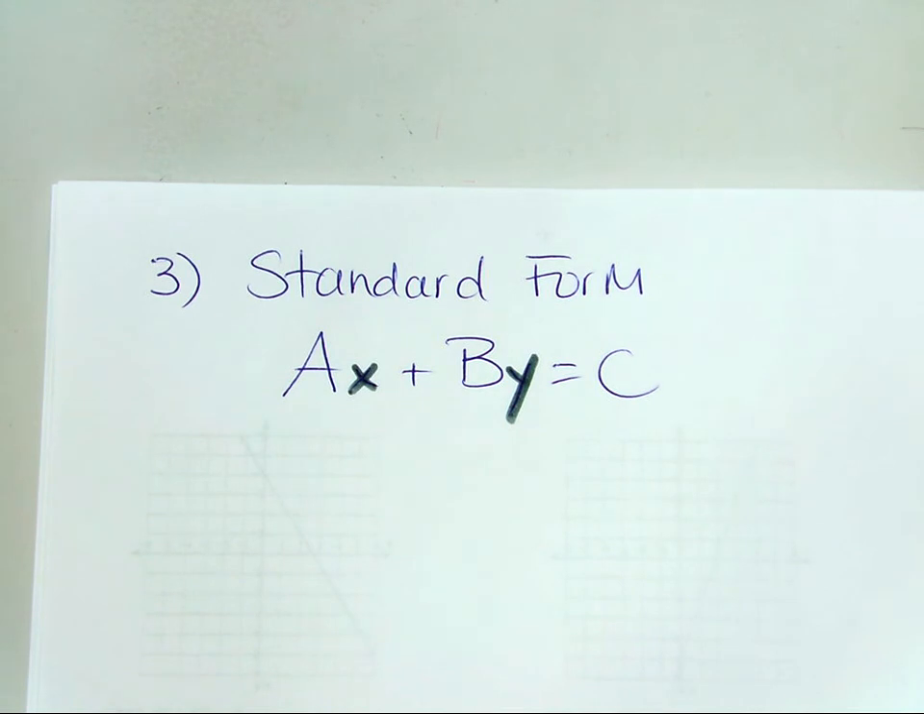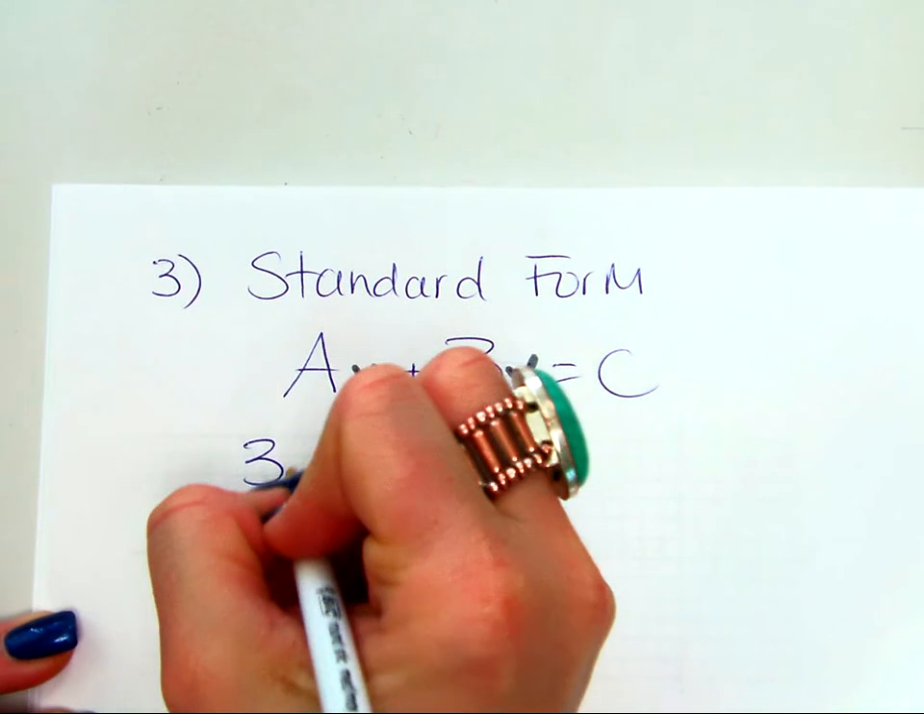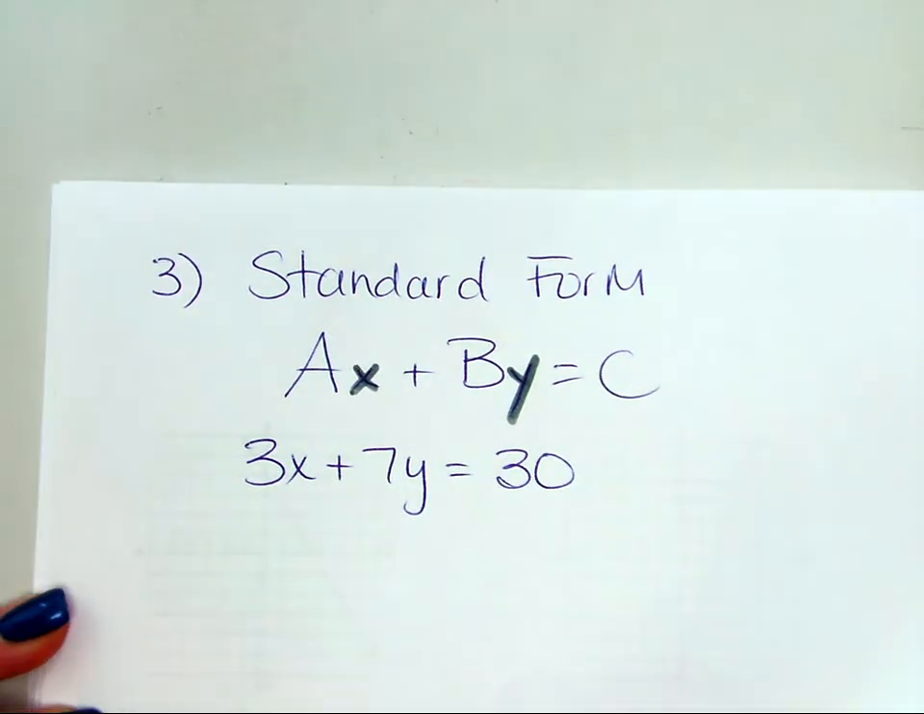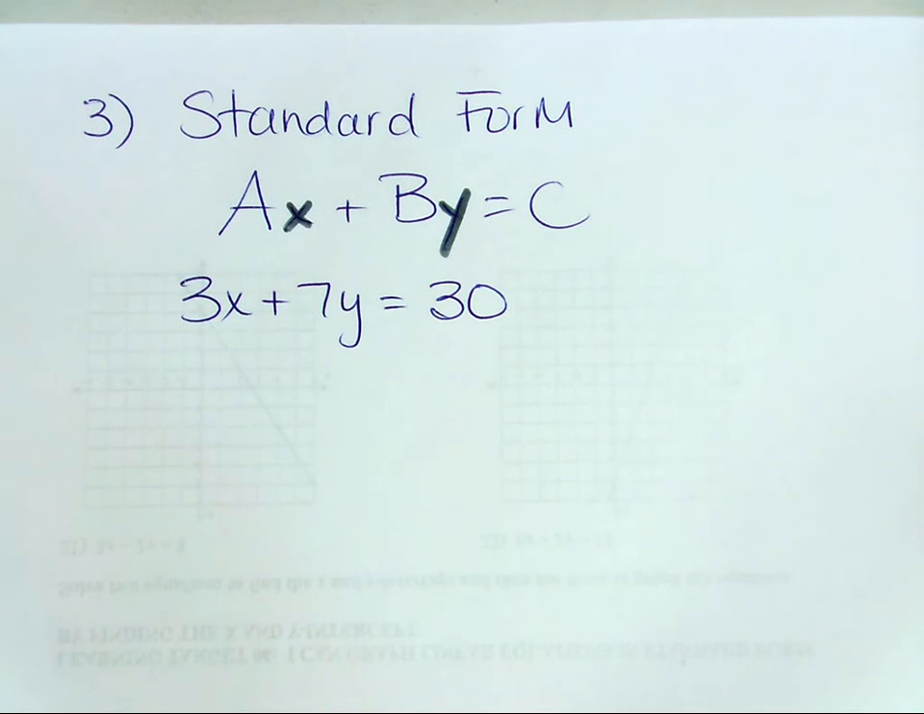So if I were to ask you to graph an equation in standard form, like let's say you had 3x plus 7y equals 30, okay? I'll be honest with you. Other than finding the x and y intercepts, standard form is pretty useless, right? I don't know the slope. I don't know, like there's a lot I don't know about it, right? But finding the intercepts can be pretty useful, right?